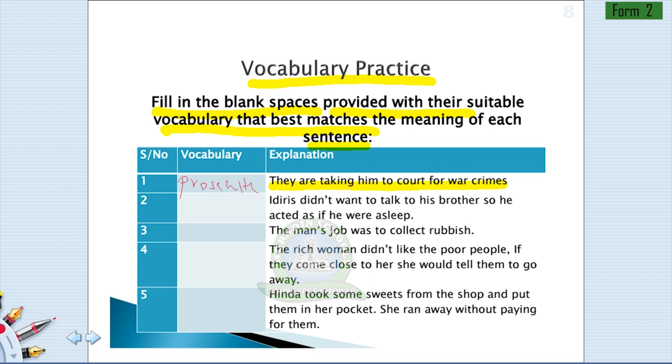Next, number 2. Idris didn't want to talk to his brother, so he acted as if he were asleep. He was not actually sleeping, but he pretended as if he were sleeping. So what is that word? Idris didn't want to talk to his brother, so he acted as if he were asleep. So this one is, yes, that's right. This is pretend.